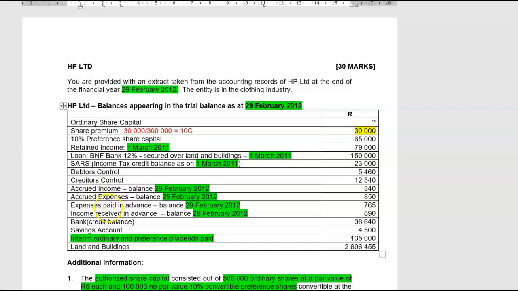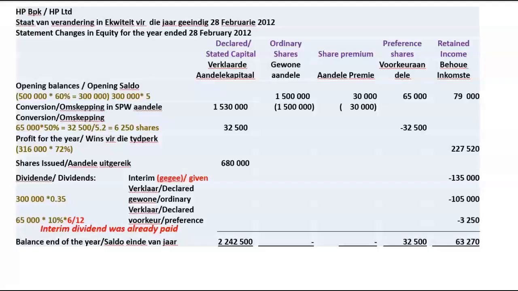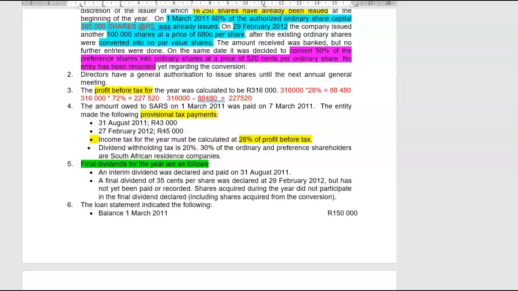Now, in our trial balance, we have an interim ordinary and preference dividend which has already been paid somewhere through the year of 135,000 Rand. And then they give us the particulars of our final dividend for the year. So in our statement of changes in equity, we're going to have to declare what the dividends were. So dividends, the interim dividend was 135,000 Rand. The final dividend was 35 cents per ordinary share, and that was declared at year end, 29 February 2012, but has not yet been paid or recorded.